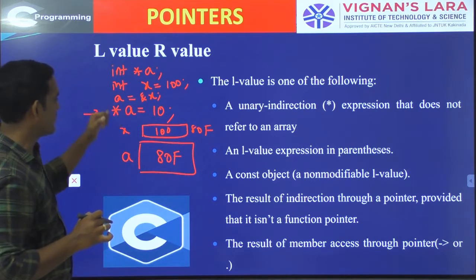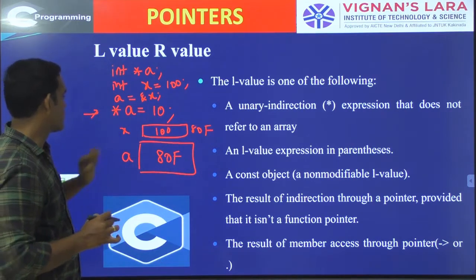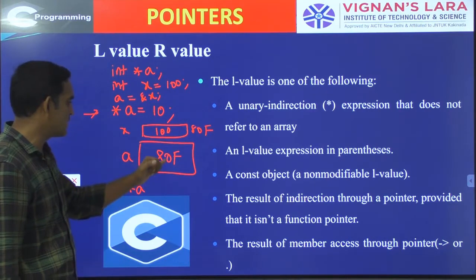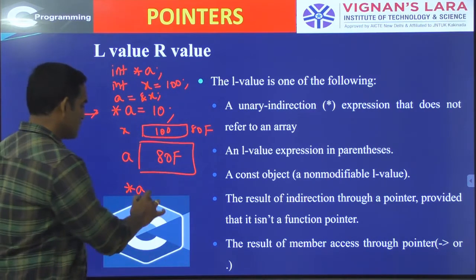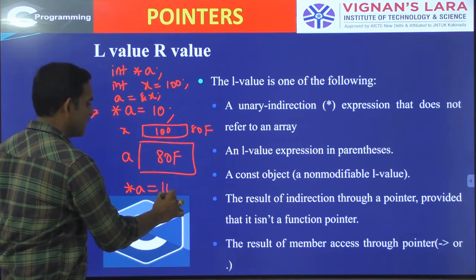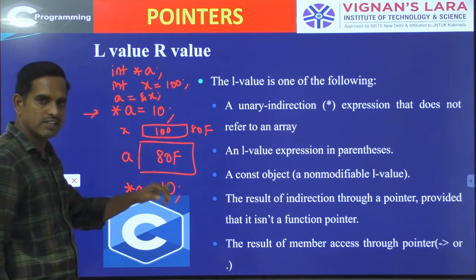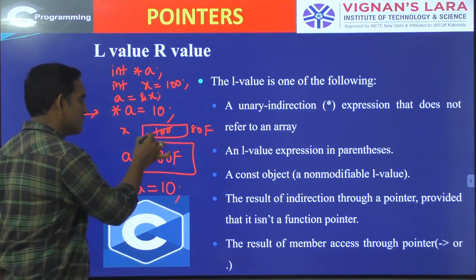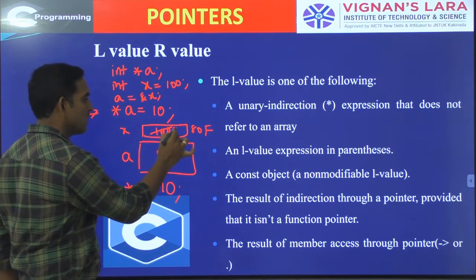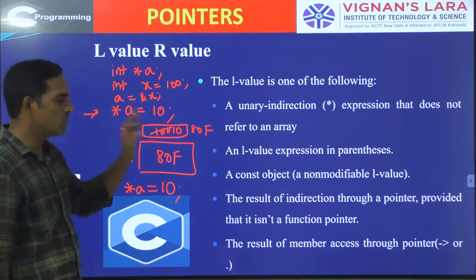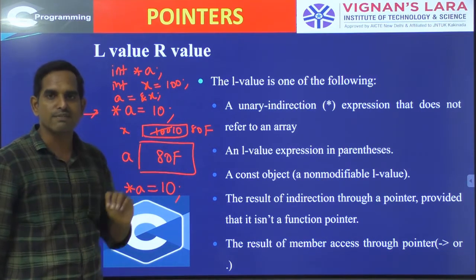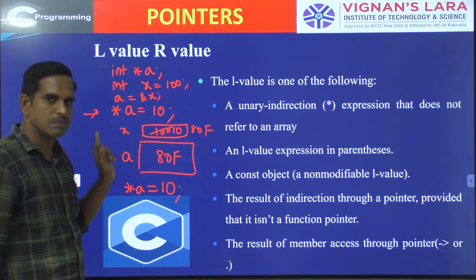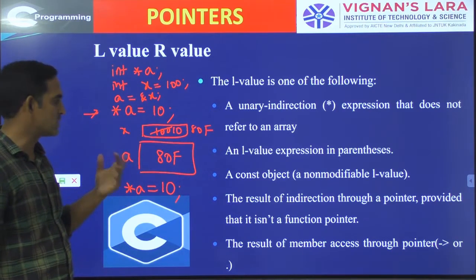If I am performing the indirection operation, the value at the address of A is 100, and if I give some value 10, that is, value at the address of A is equal to 10, it means whatever value was present before will be removed, and the value 10 will be moved into the value at the address 80f. Your indirection operation can also be part of your L value expressions.